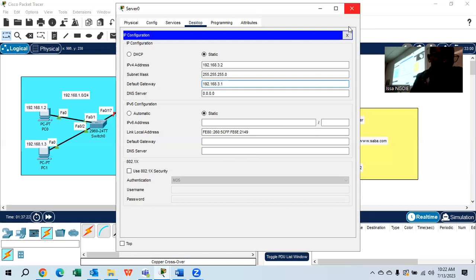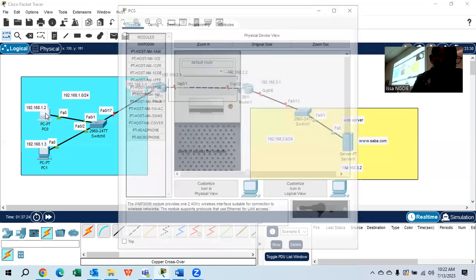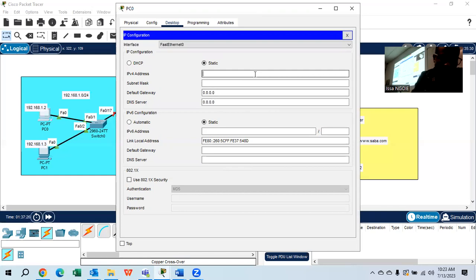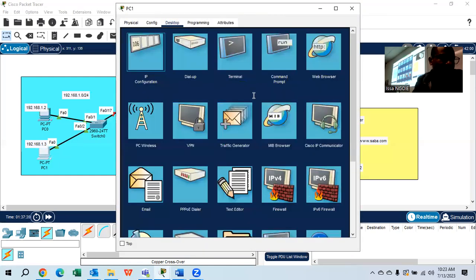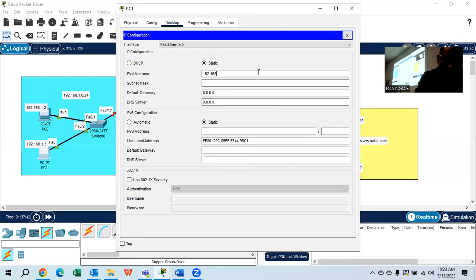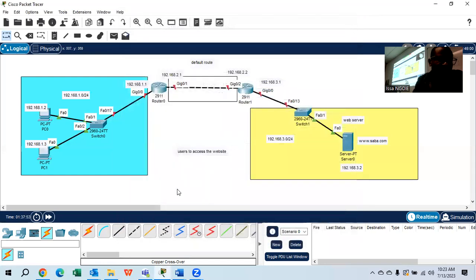Okay, when you are done with your server, we can go to the computers. We do the same. .1.2. Remember the default gateway. Are you done with the IPs? All right. Okay, 1 minute.